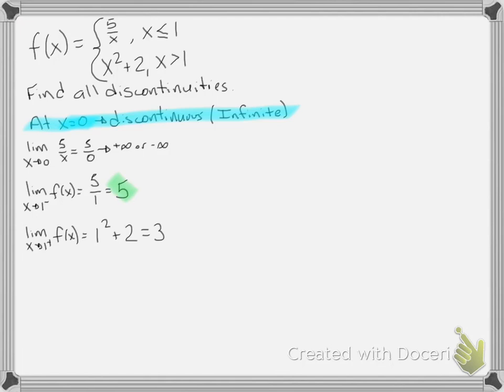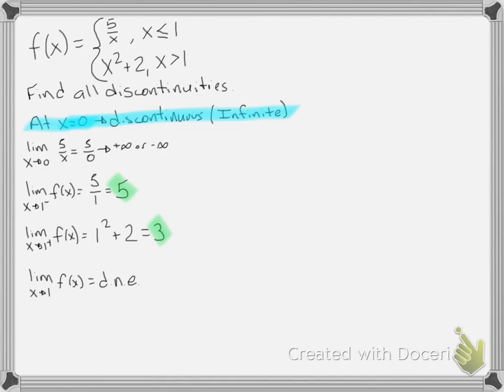Now I have enough information to determine if I have a jump discontinuity or not. The limit from the left was 5. The limit from the right was 3. Those are not the same number. If they were the same number, the limit as x approaches 1 would be whatever that number is. Say they were both 5. But it's not. One's a 5 and one's a 3. What that means, from what we learned back in section 2.1, is that if I asked what's the limit as x approaches 1 of f of x, that's going to be does not exist.